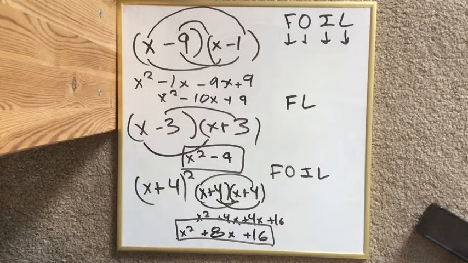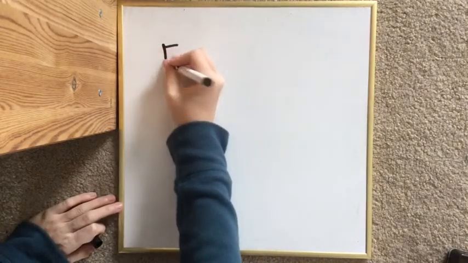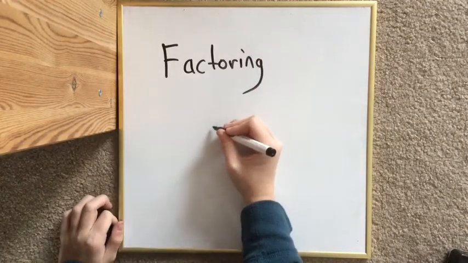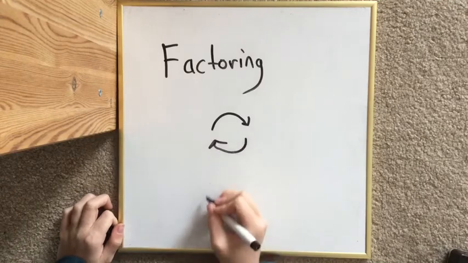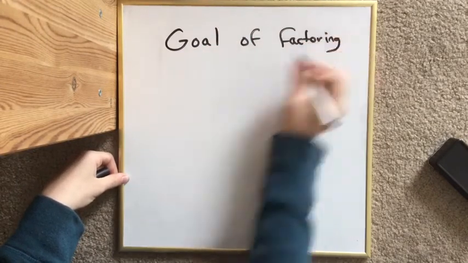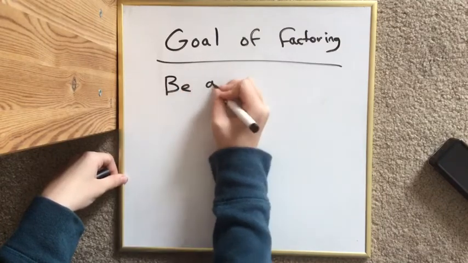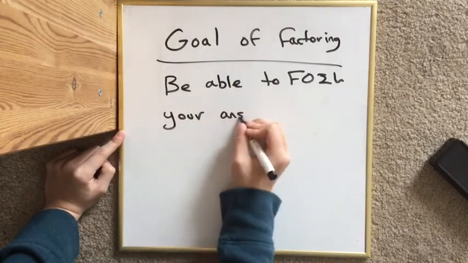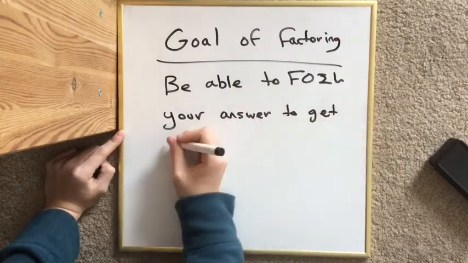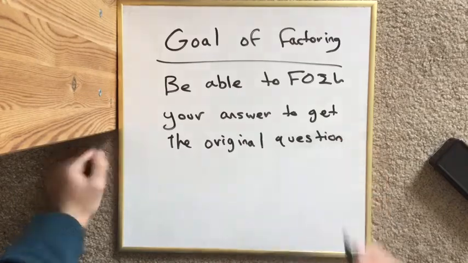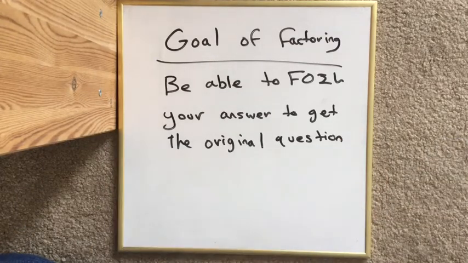Okay, so let's move on to factoring. So factoring is a reverse math, pretty much, of foiling. Okay? So that's important to remember. Factoring is a new concept, so it's kind of hard to learn at first. But what is the goal of factoring? You want to be able to FOIL your answer to get the original question. So we want to get an answer that we are able to FOIL: x plus or minus something times x plus or minus something. And when we FOIL it, it should get the question that we factored. If that doesn't make sense, that's okay, because I'm about to show you it.